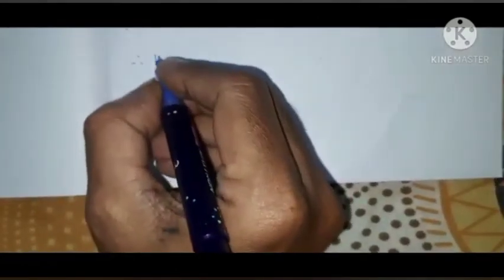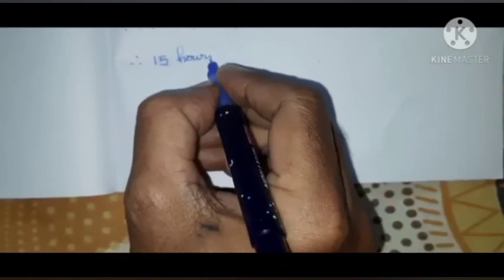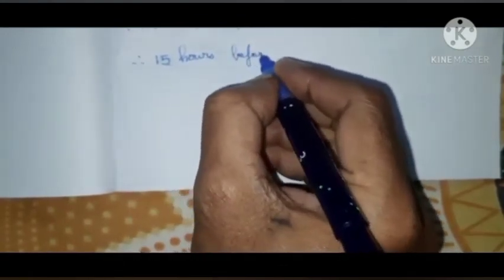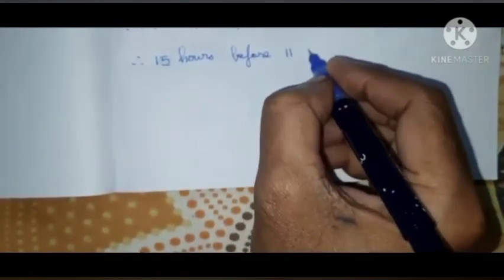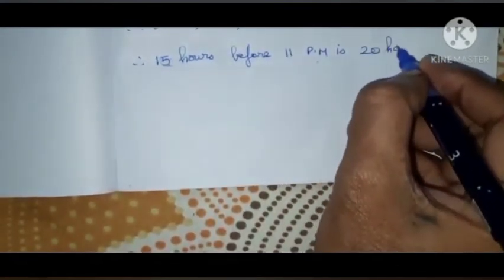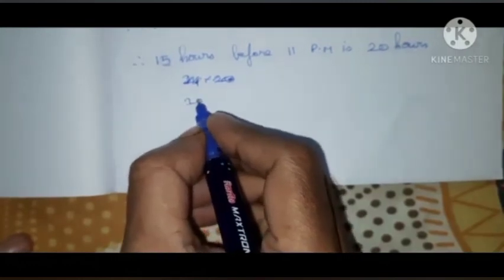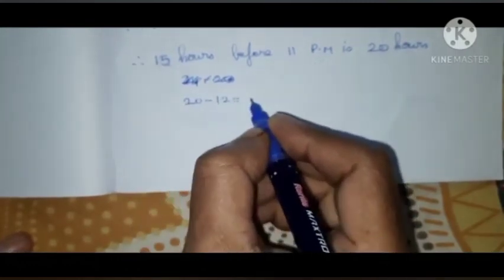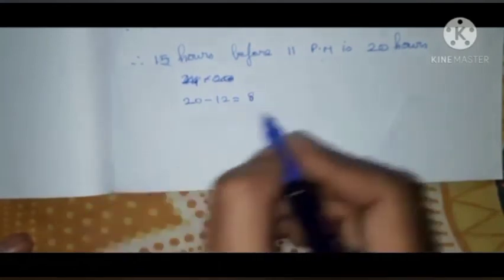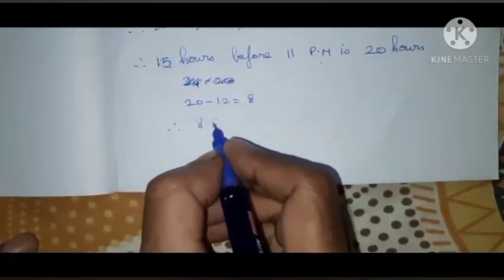Therefore, 15 hours before 11 p.m. is 20 hours. 20 minus 12, 8. Therefore, 8 p.m.